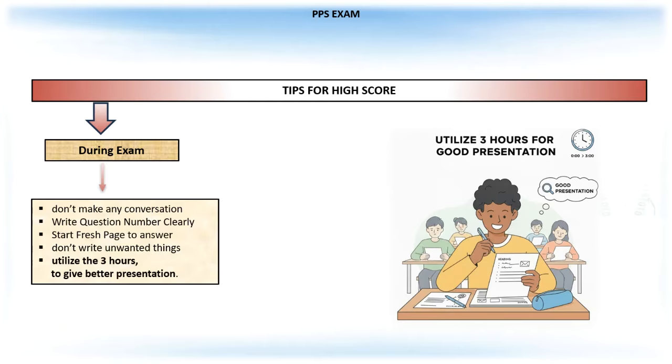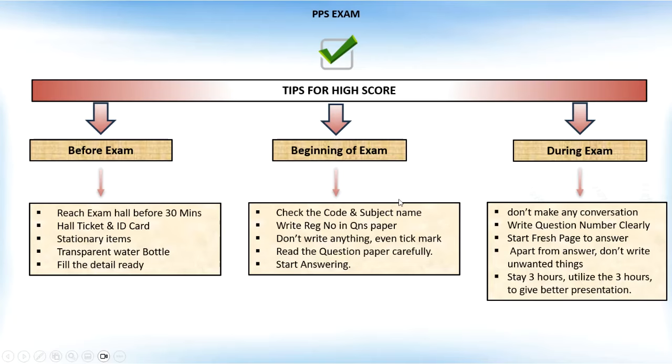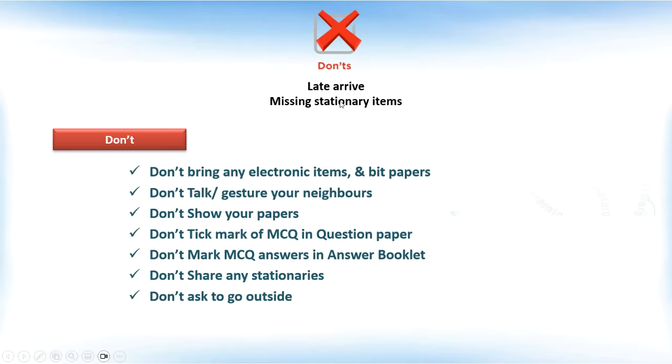I noticed most of the students complete the examination within 1.5 hours or within 2 hours. The remaining time they are idle. You should utilize the full 3 hours: plan your answers, think twice, recollect your points, and provide better presentation. If you maintain proper time management, you should definitely get a good score in your examination. So follow these points, and remember these two habits will reduce your marks and are identified as malpractice.